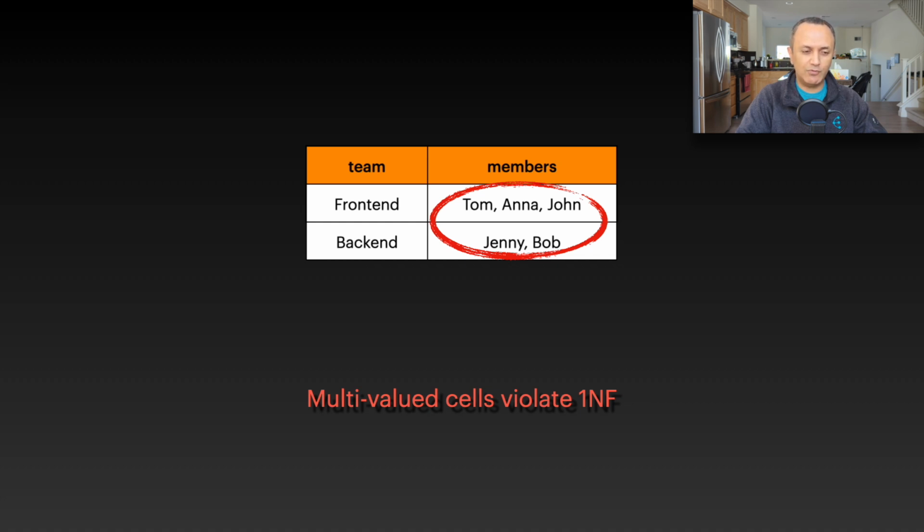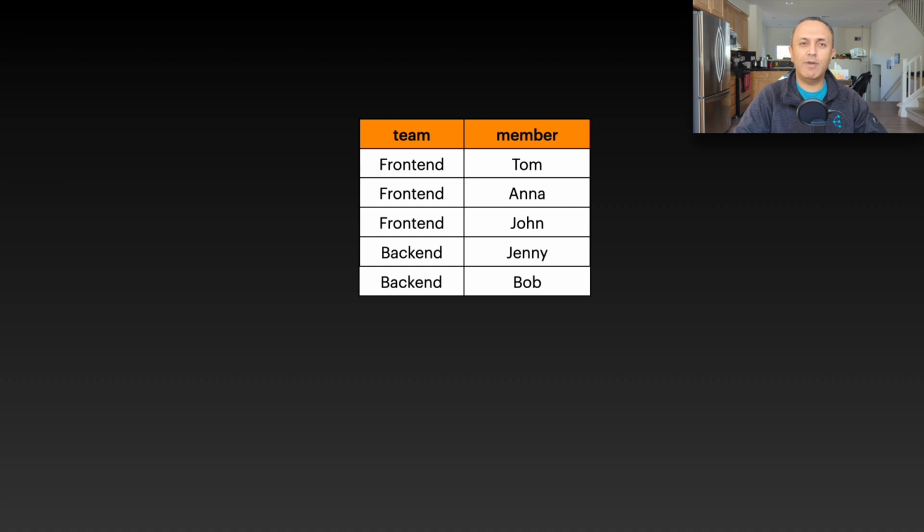So the solution would be to split the members into individual rows. Each row would have one of these members and what team this member is in. So the table would look like this. And again, about the example of switching teams, if Anna wants to switch from the front end to the back end team, all we want to do here is just update this value from front end to back end, and we're done.